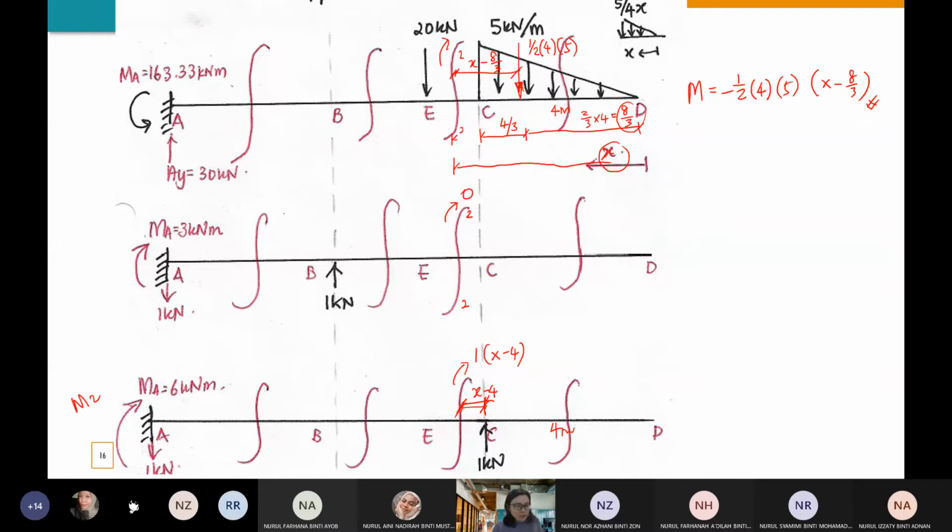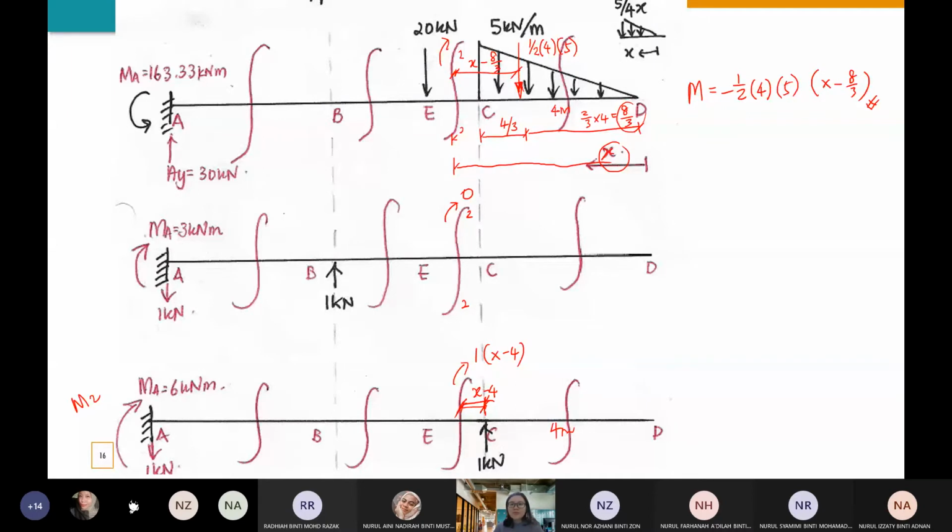Do you want me to continue with section 3-3 and 4-4? Class? No. Okay, I believe because my intention today is to share with you how to deal with this triangular load, I think the remaining ones you can try on. The skills that I shared just now should be enough to perform sections 3 and 4.